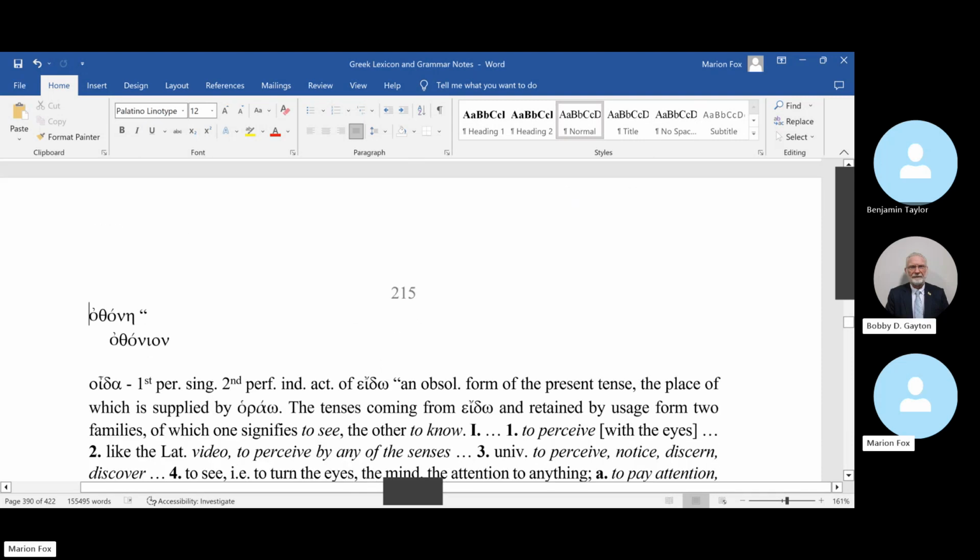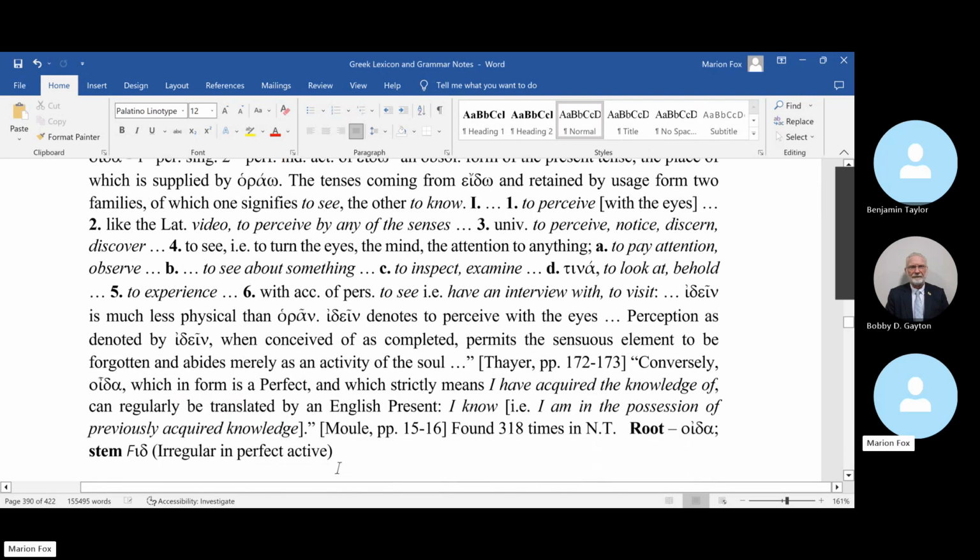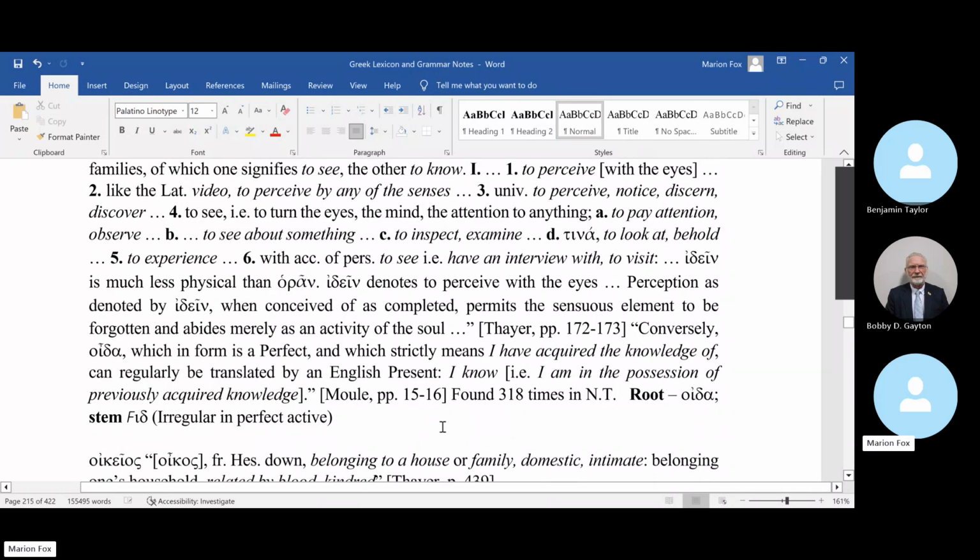There's oida. Now, oida is an interesting word. I got a bunch of information, and here is the root of it, notice the digamma and the iota, delta, and it's irregular in the perfect active. So it's irregular because the root has the digamma, which dropped out. So that's one of the reasons oida has some strange rules. Does that help a bit? And I think Benjamin asked some questions about it.